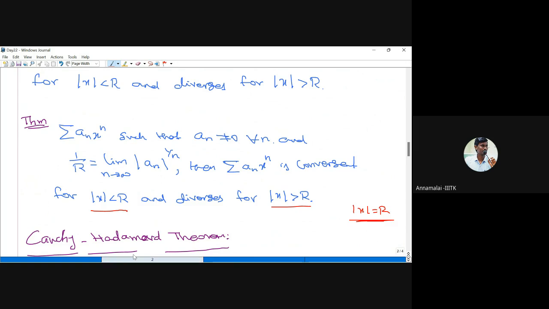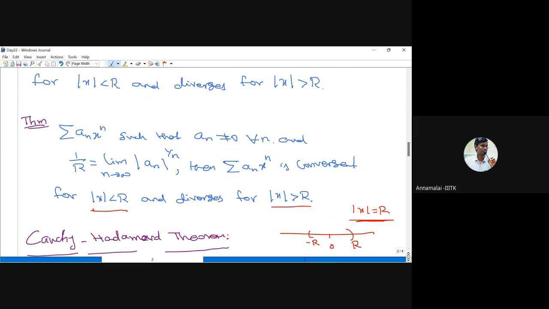The theorem says for mod x less than r. So mod x less than r means what? So this is a real line. So this is my open interval, plus or minus r. R is the radius of convergence. By the definition of radius of convergence, that is the point where it will converge. That is the radius. Suppose the center is the origin.